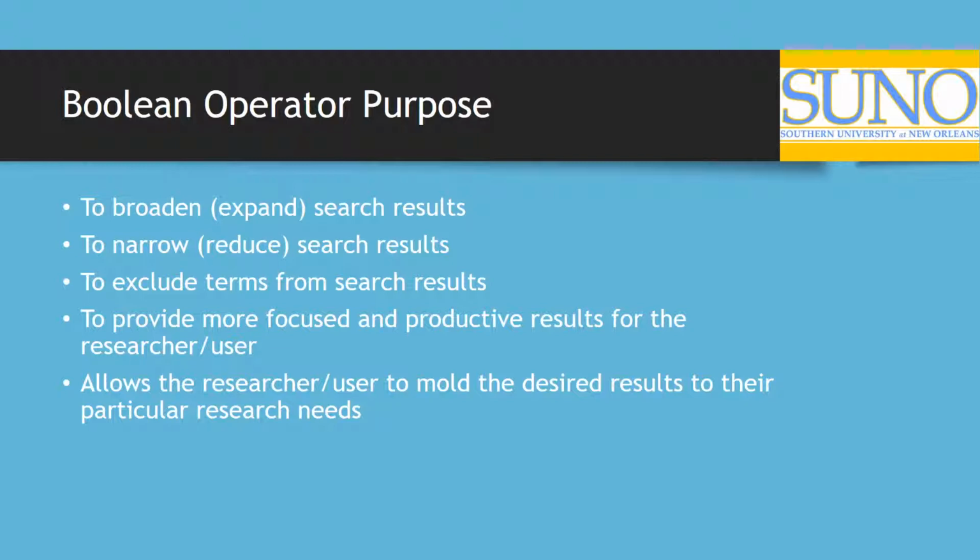What is the purpose of a Boolean operator? Well, the purpose or function of a Boolean operator is going to vary depending upon which one you are using, and, or, and not. However, the primary purposes of the Boolean operators are to: 1. Broaden or expand your search results, 2. Narrow or reduce your search results, 3. Exclude certain terms from your search results, as well as to provide more focused and productive results for the researcher or the user. It also allows the researcher to mold the desired results to their particular research needs.